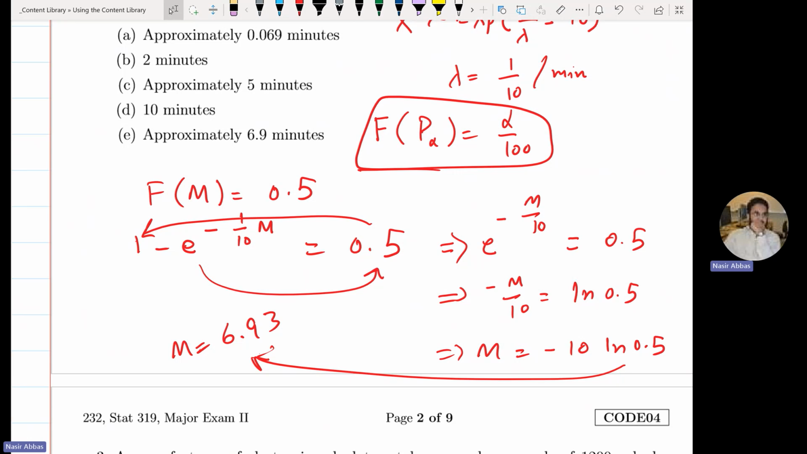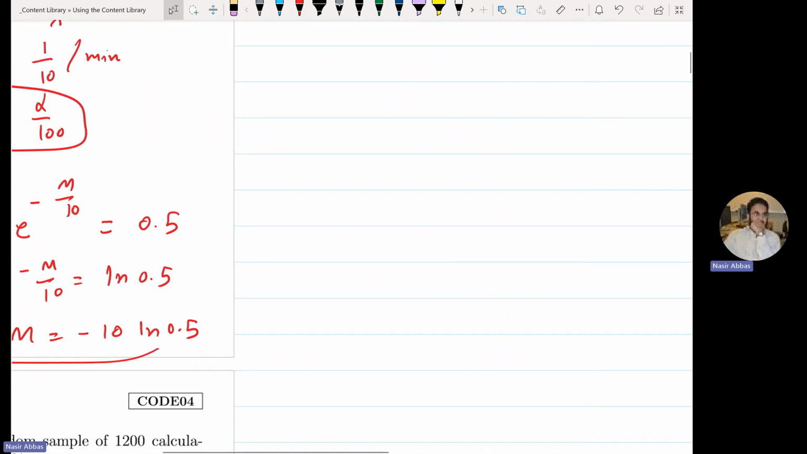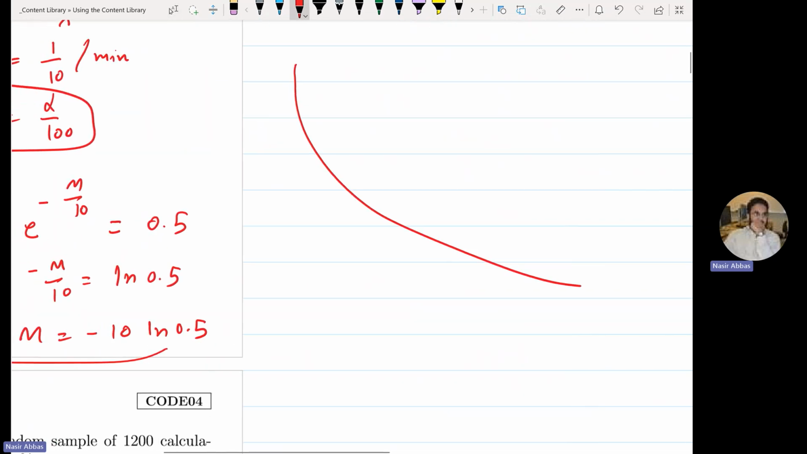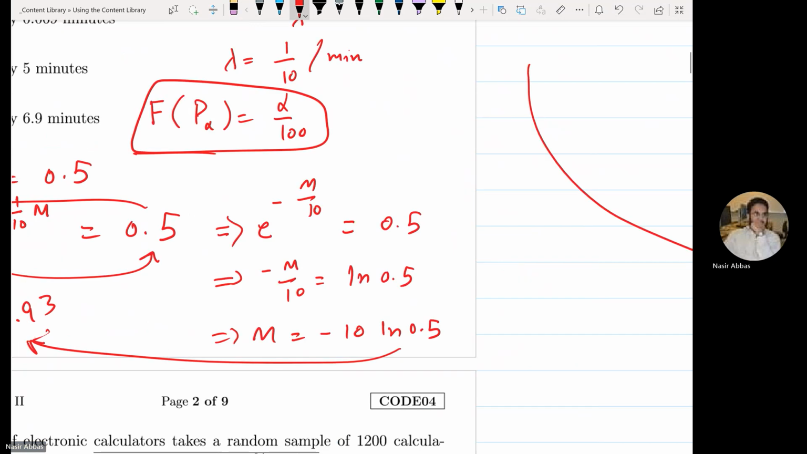Skewed to the right. But remember, exponential distribution is always skewed to the right. Whatever the lambda, exponential distribution decreases exponentially like this. It is always skewed to the right. So you can answer this question even without solving. Any exponential distribution is always skewed to the right.